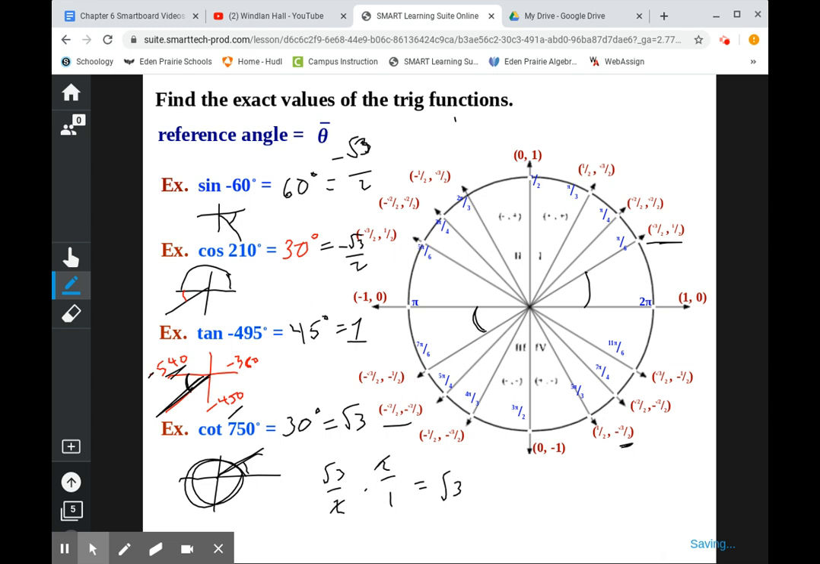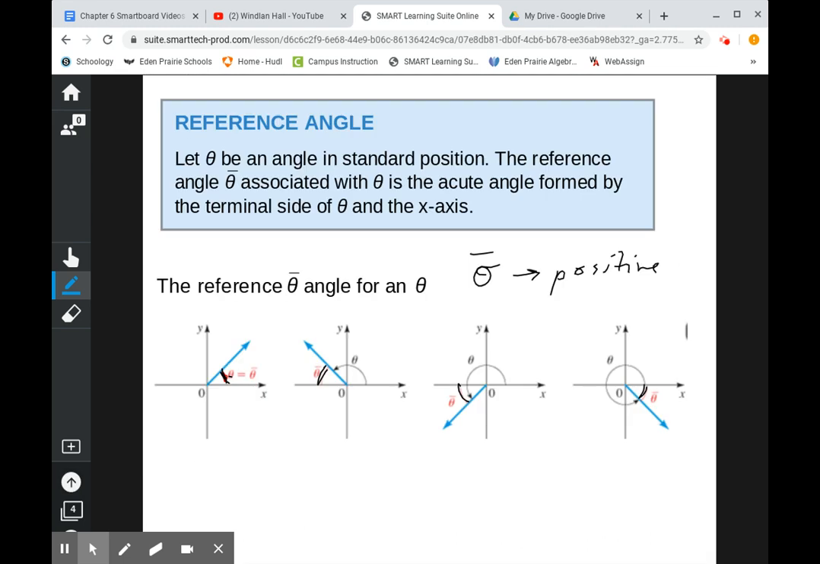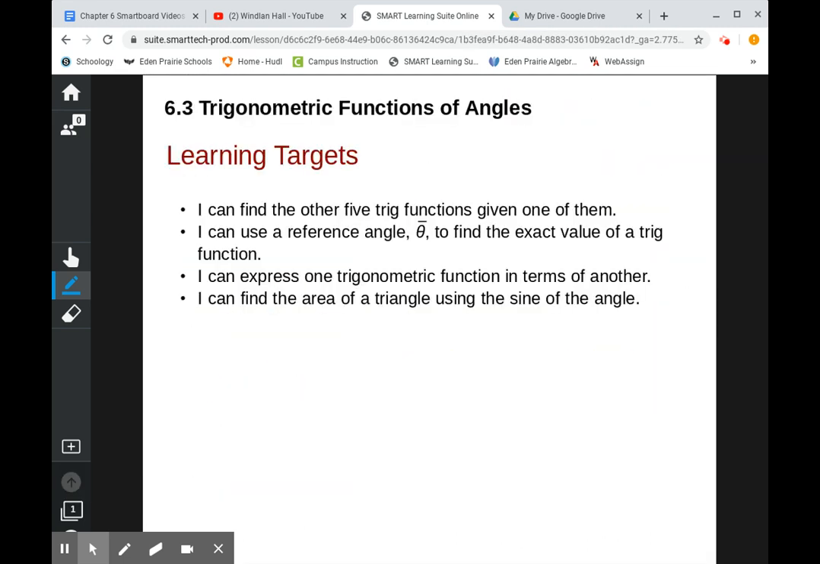And you can see, remember, the first number is your reference angle. I found the reference angle. And then from there, I found the value of the sine, cosine, tangent, and cotangent. Be sure to look at part 2 so that you can see the rest of 6.3, to express one trigonometric function in terms of another.